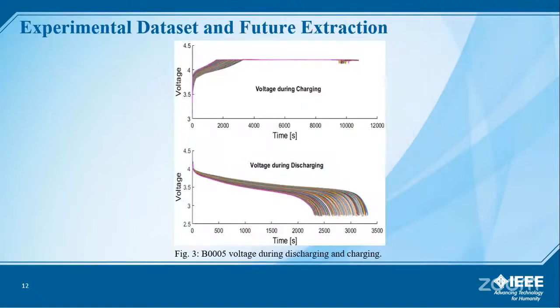Second, the experimental dataset acquisition. We use NASA's battery aging dataset, which is data from the lithium-ion battery B0005, showing voltage during discharge and charge in this figure. We use the 2.2 ampere-hour capacity of the battery for the key feature extraction from the voltage measurements.